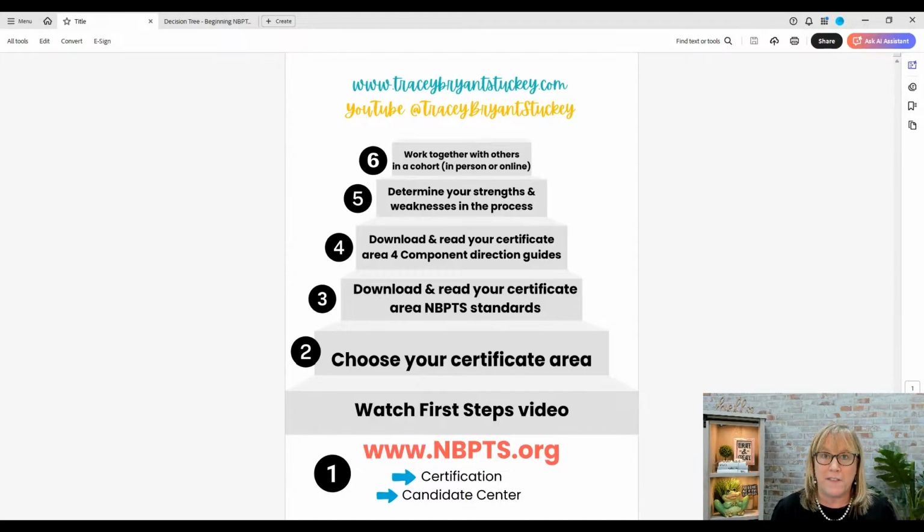The first thing that we have to do as candidates is just be curious. Be curious about what's in our standards for our certificate area. Be curious about what these certificate portfolio guides and rubrics say. And once we have done that reading work, then we will know pretty much what our strengths and our weaknesses are in the process. So you have to know where you are in the process. Are you really low in being able to meet the standards at which the National Board says you should be teaching? Or are you pretty much right where you should be? You just need to hone in on a few things.